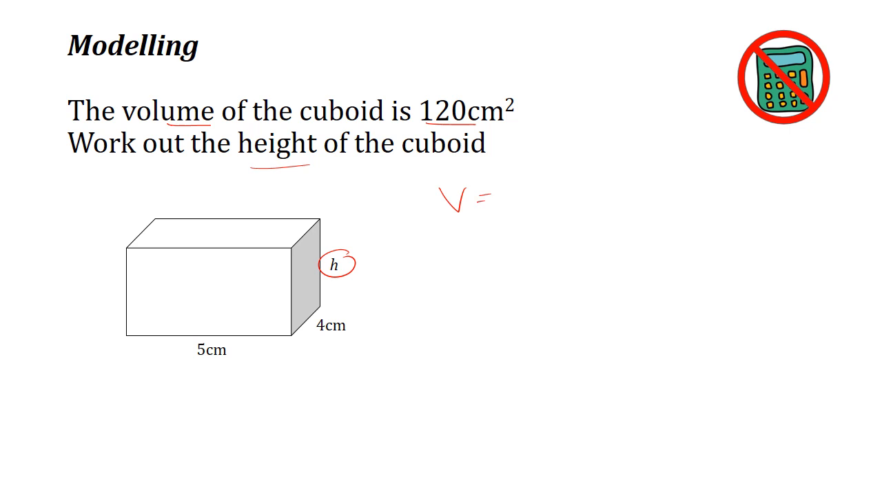So we know what the formula is. If we insert the values we've got that the volume is 120, the length is 5, the width is 4, and the height is missing. If we simplify, sorry, that should be a multiply. If we simplify this equation, we end up with that. And we solve this equation by dividing by 20 to be left with a height of 6 centimeters.